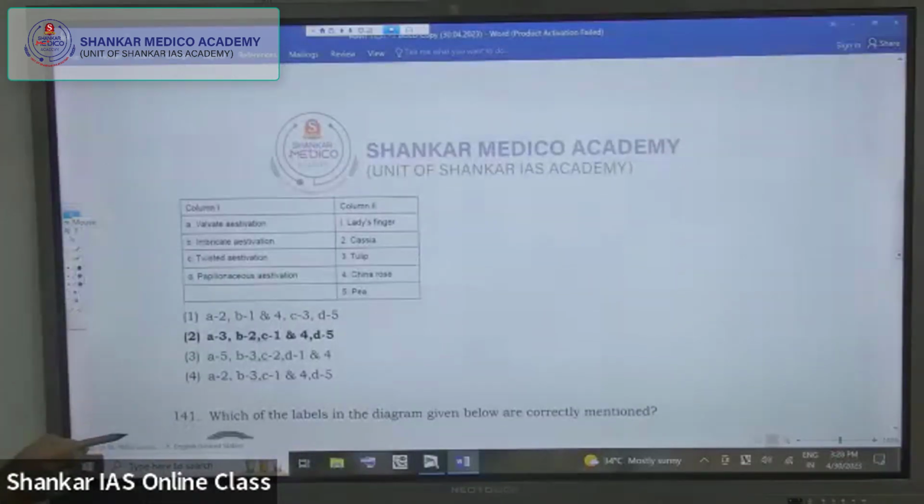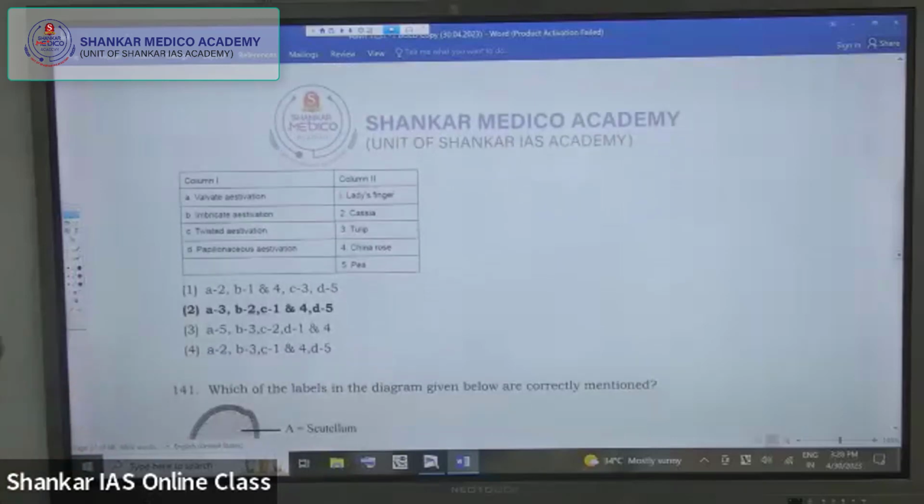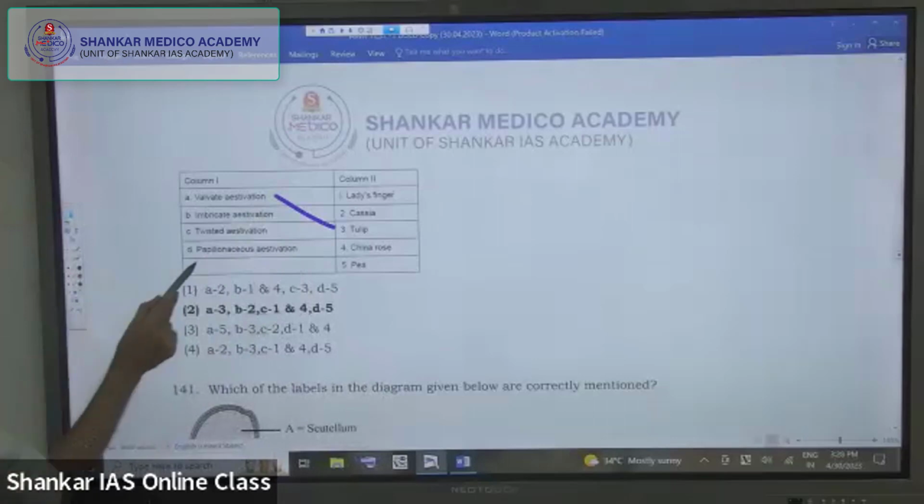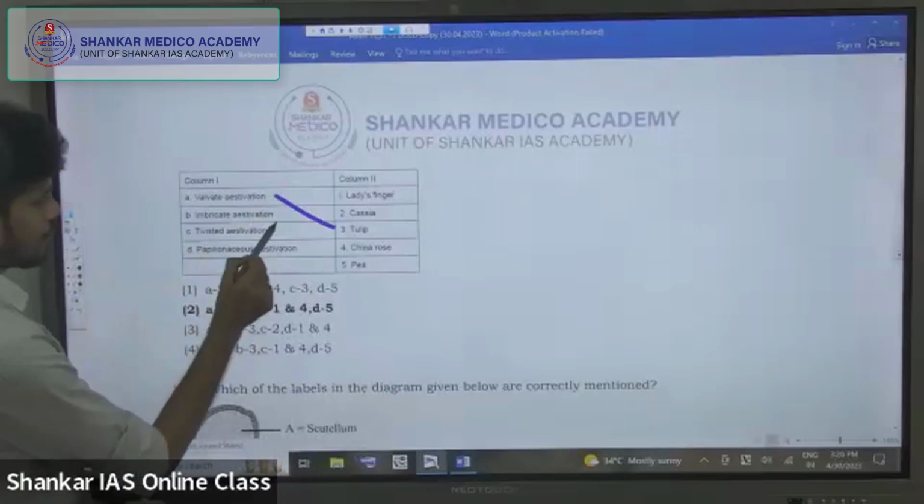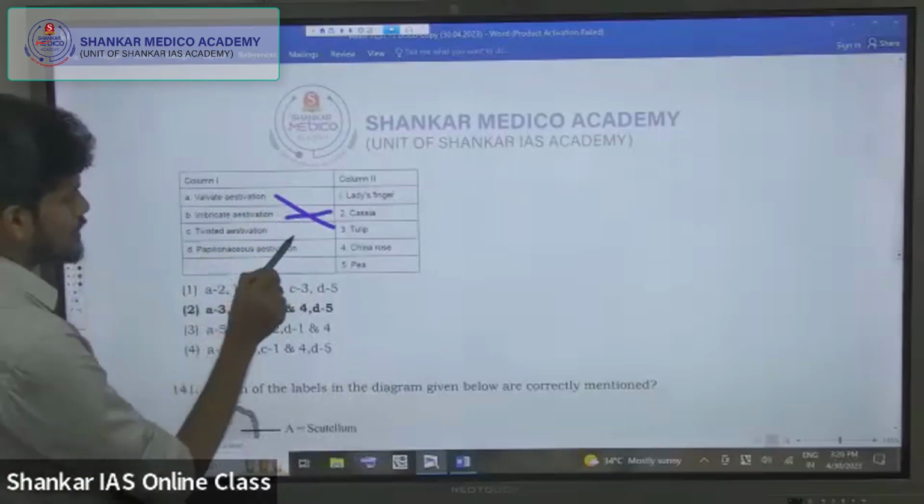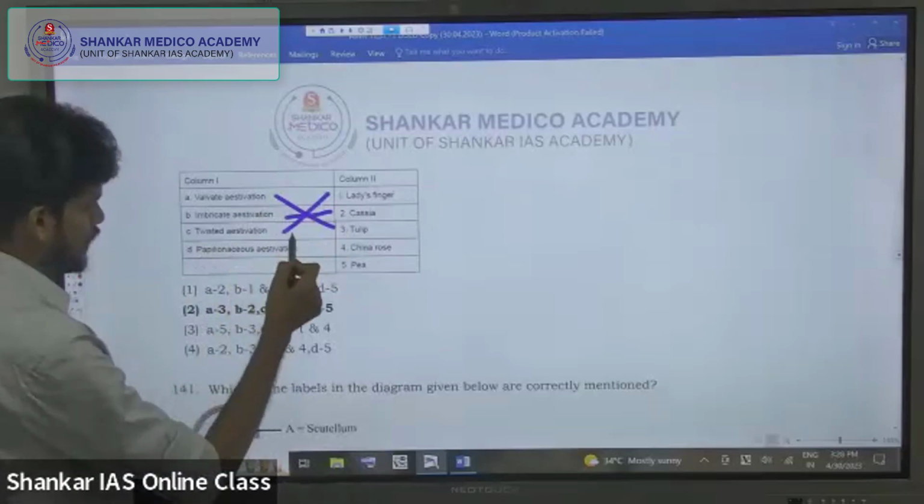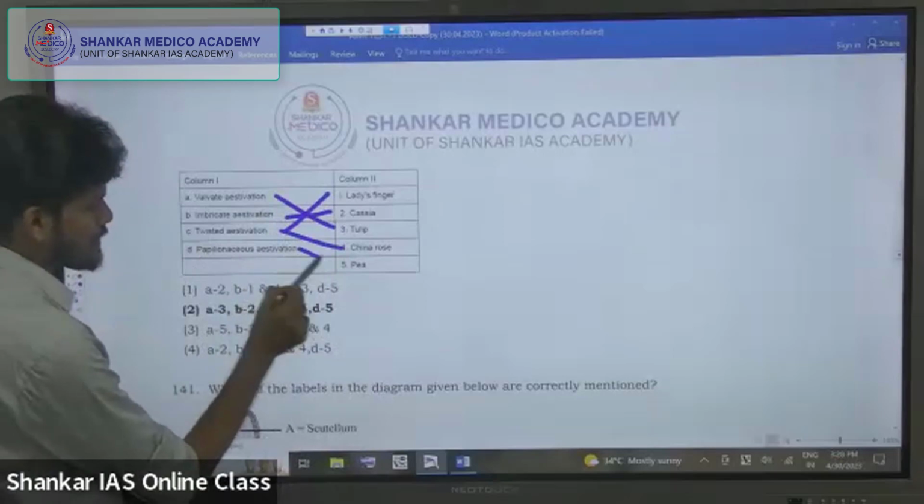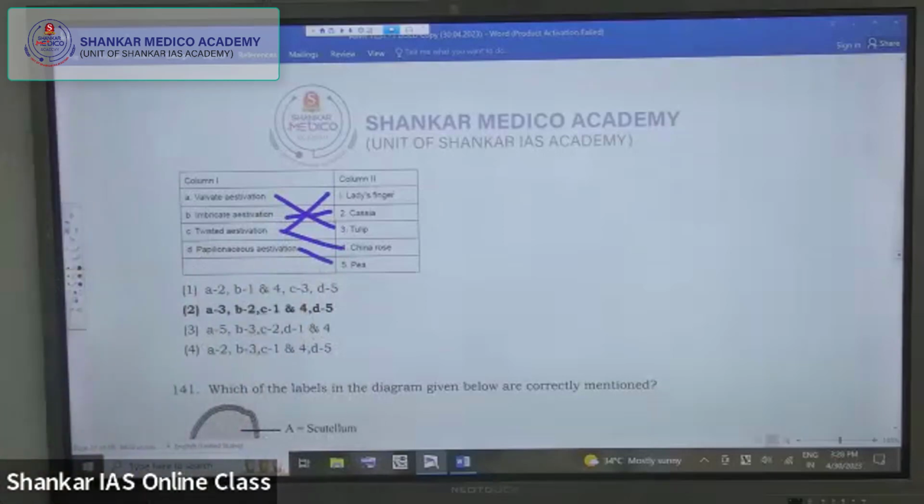Then this is the match the following. They have given us the aestivation. Valvate aestivation will belong to tulip. Then imbricate aestivation will be the cassia. Twisted aestivation will be lady's finger as well as China rose. Papilionaceous aestivation will be the pea plant, Pisum sativum. So this question is taken from both the important families as well as inside the content.